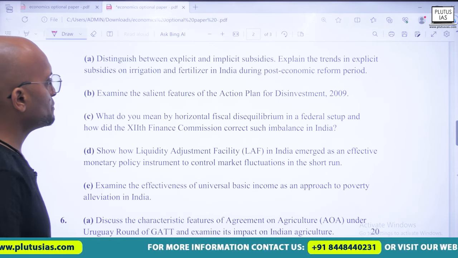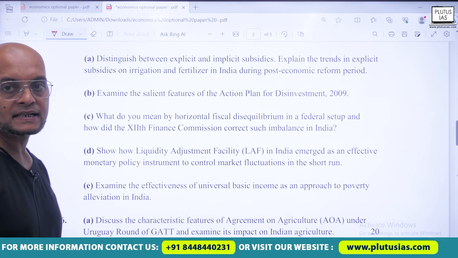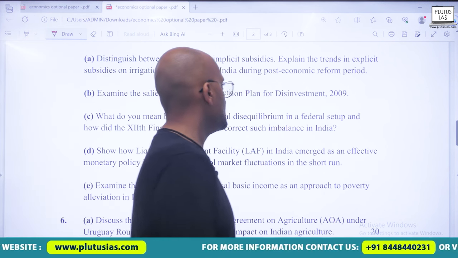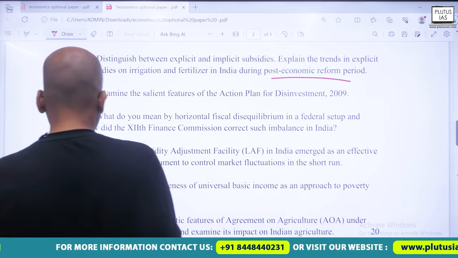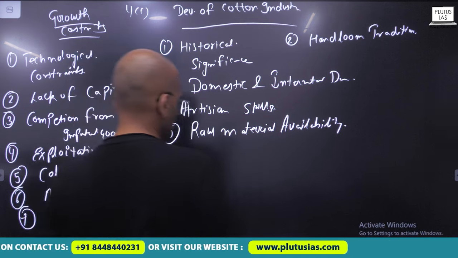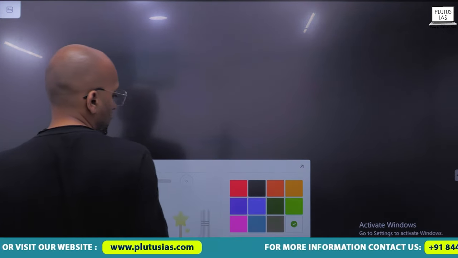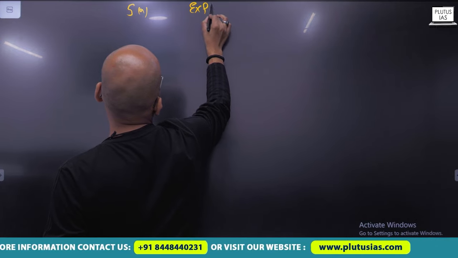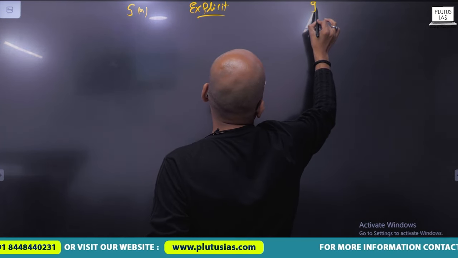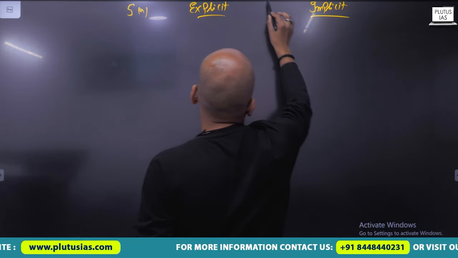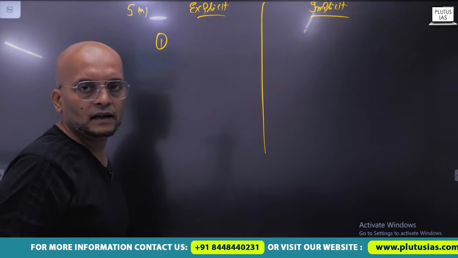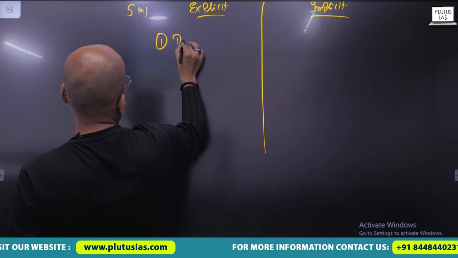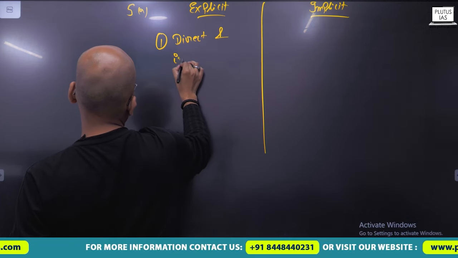It is saying, distinguish between explicit and implicit subsidies. Explain the trends in explicit subsidies on irrigation and fertilizer in India during post-economic reform period. Okay. So first of all, difference between explicit and implicit subsidies. So see, first of all, explicit is a direct subsidy, okay? It is quite open, direct. It is direct and identifiable.